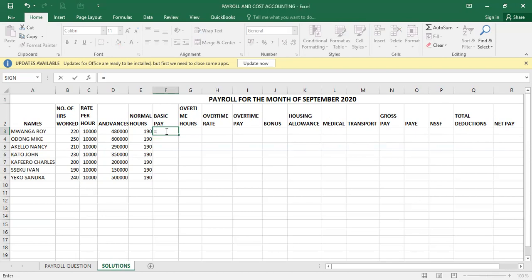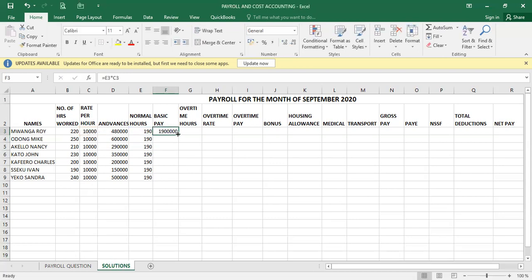Whenever you are making any calculation within Excel, you start with an equal sign. And we are saying that the basic pay is going to be our normal hours multiplied by the hourly rate. We shall be getting what each employee is supposed to get.